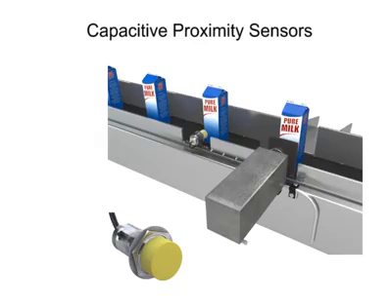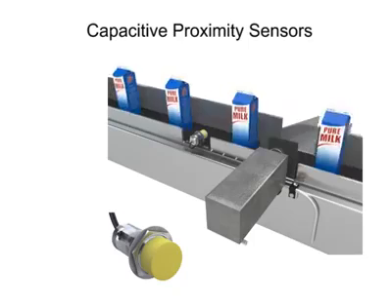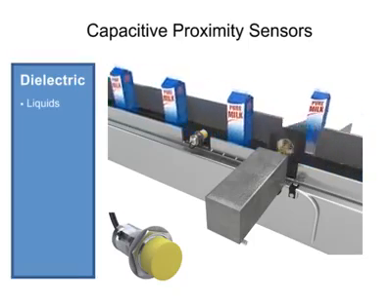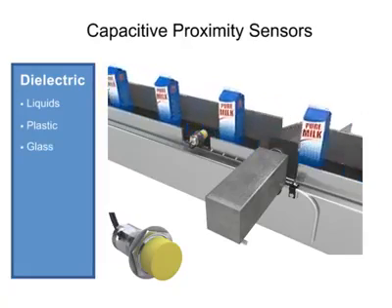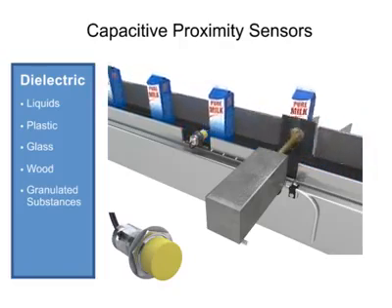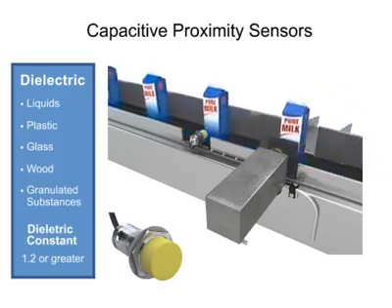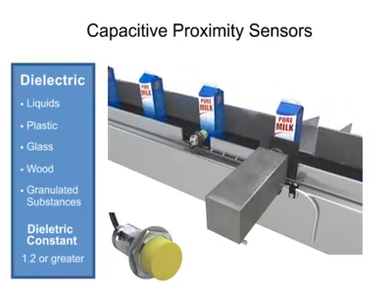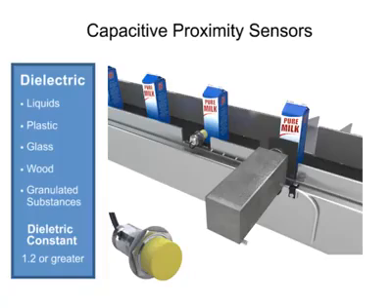Capacitive proximity sensors, on the other hand, can detect dielectric materials such as liquids, plastic, glass, wood, and granulated substances as long as it has a dielectric constant of 1.2 or more. Their range is from 3 millimeters to 15 millimeters, depending on the dielectric material to be detected.